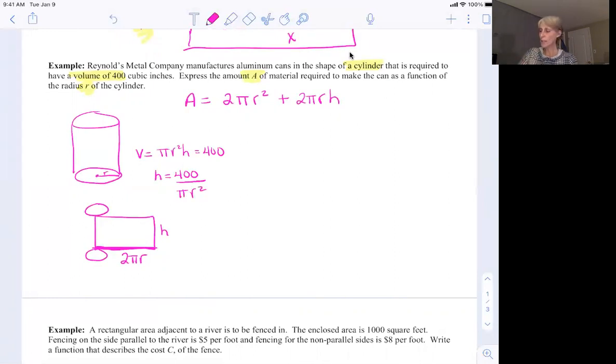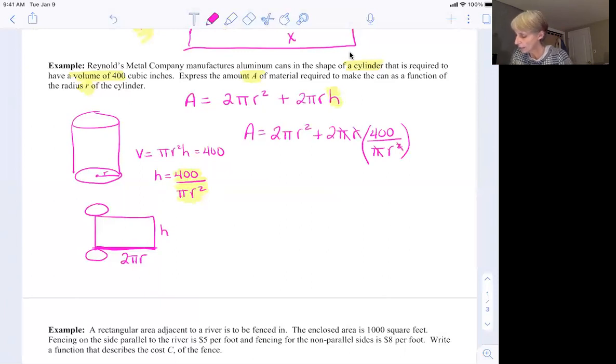Now, once again, I could do what I did with every other problem. I'm going to rewrite h with what I got over here. I'm going to make that substitution for h. Area equals 2 pi r squared plus 2 pi r. H is 400 over pi r squared. My pi's are going to cancel, and one of my r's canceled. So my area formula is 2 pi r squared plus 800 over r.